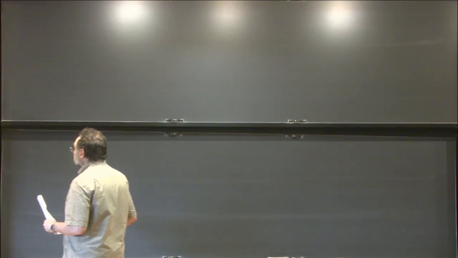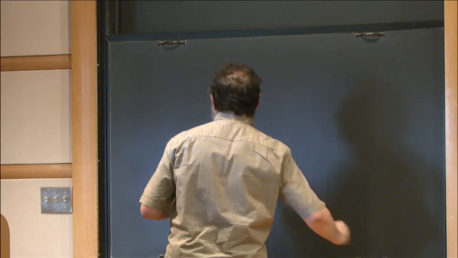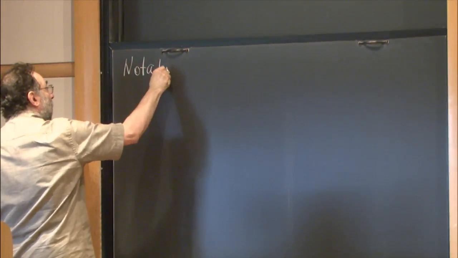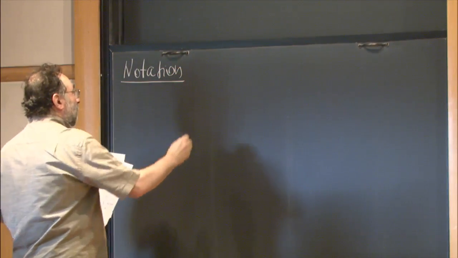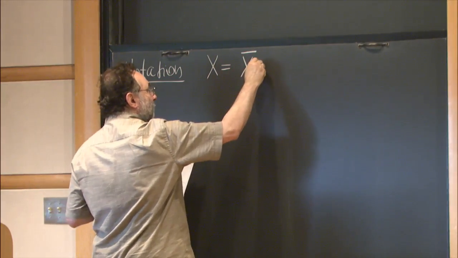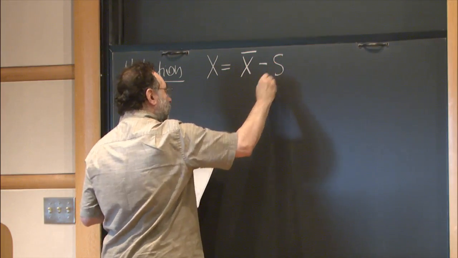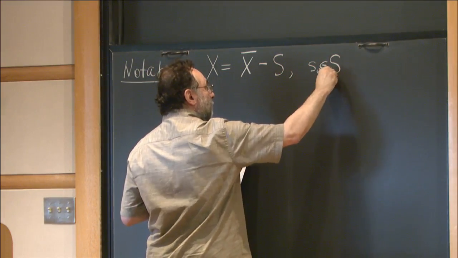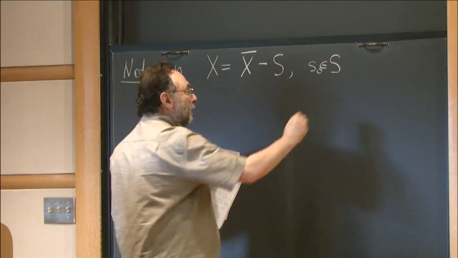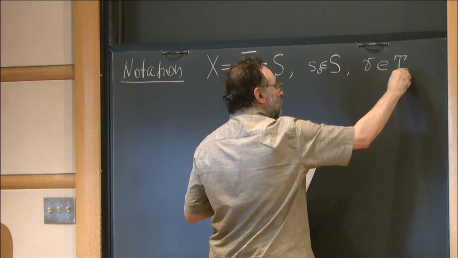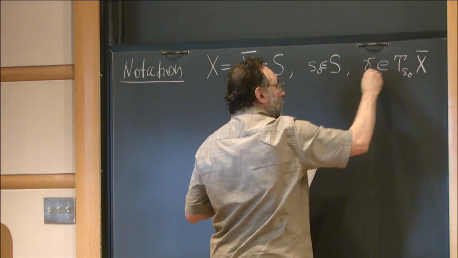So I want to start with reminding notation. We have a curve X, which is presented as a projective curve, non-singular, minus a finite set S. And this set S has a distinguished point, so it's in particular non-empty, S0.